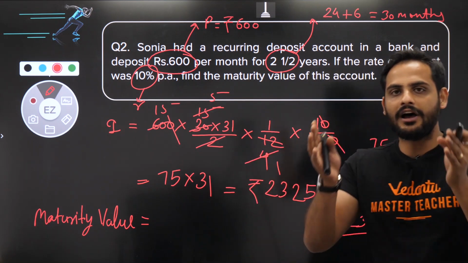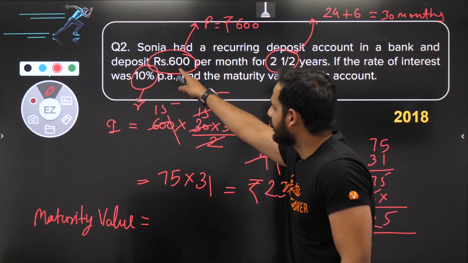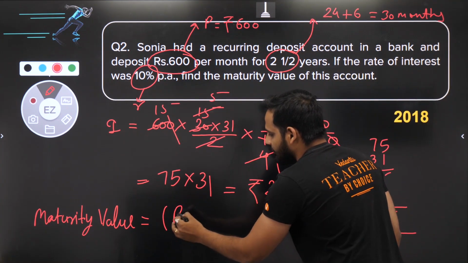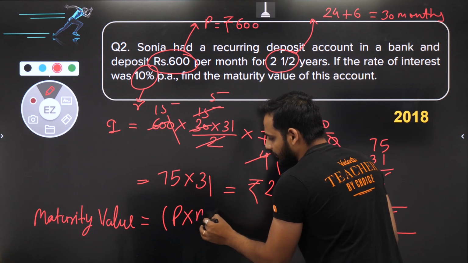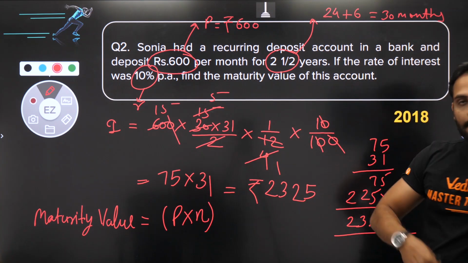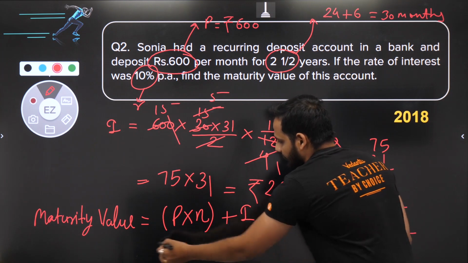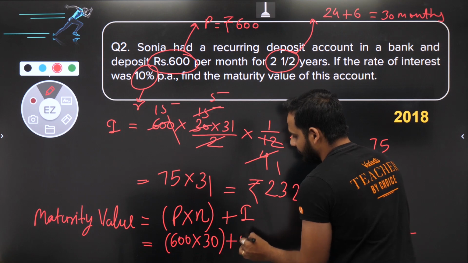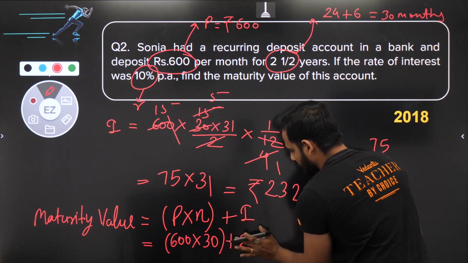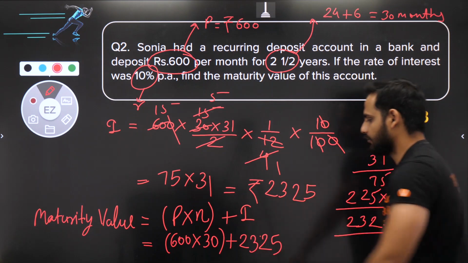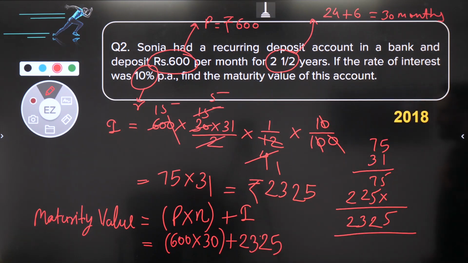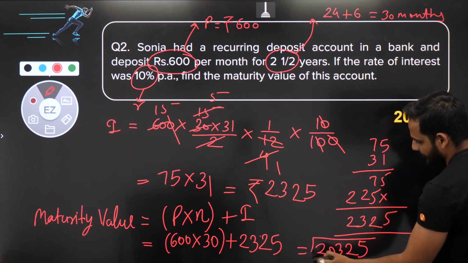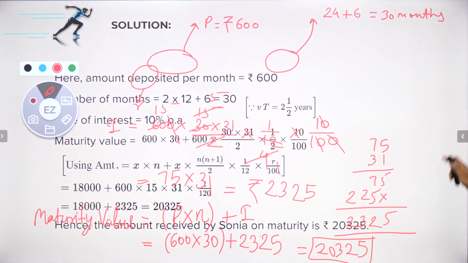Maturity value is, first thing is how much money she has deposited. 600 per month for 30 months. So the total amount she has deposited is principal amount per month into the number of months, plus the interest. So you will be getting 600 into 30 plus 2325. So this will give you 18,000 plus 2325. So 20,325 will be your final amount.